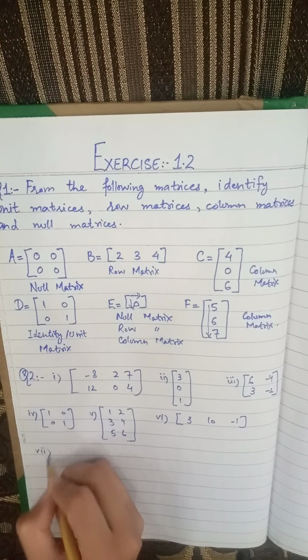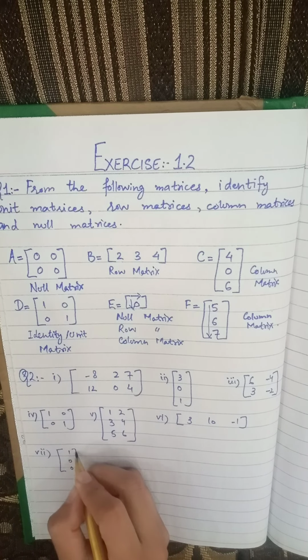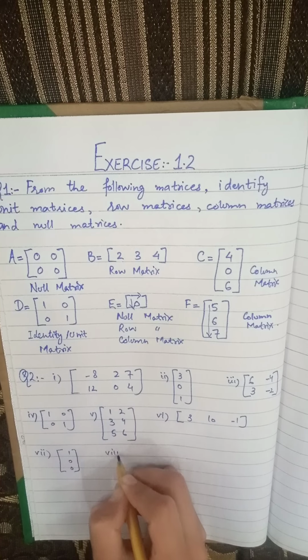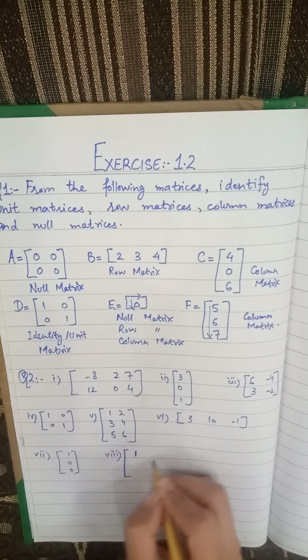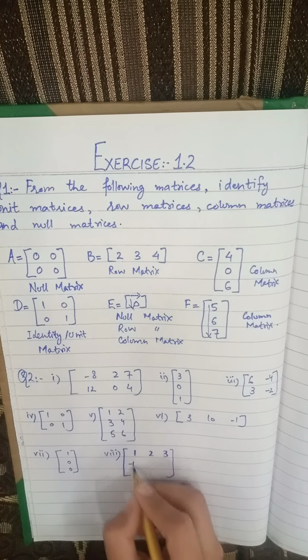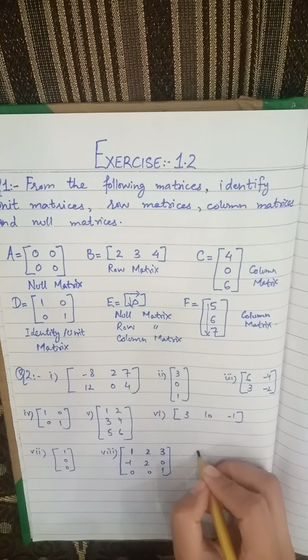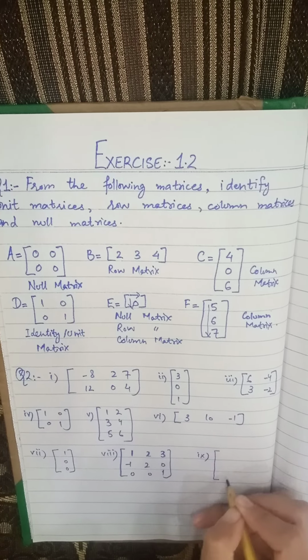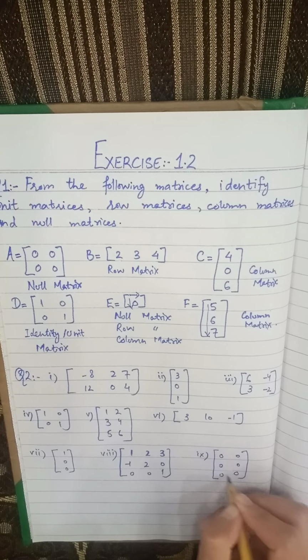Moving further, the seventh is 1, 0, 0. The eighth is a 3 cross 3 matrix: 1, 2, 3, -1, 2, 0 and 0, 0, 1. And the last one is 0 0 0 0 0 0.